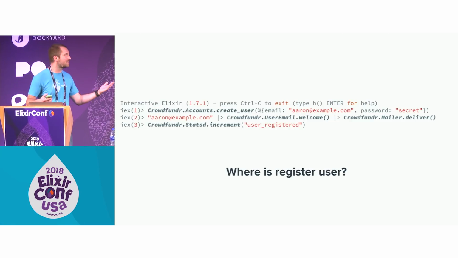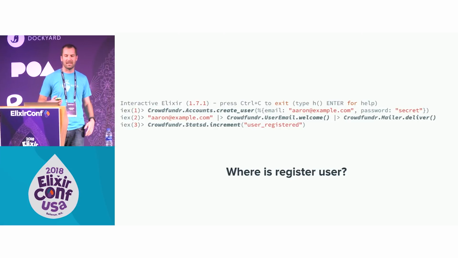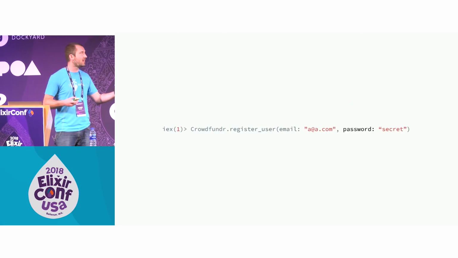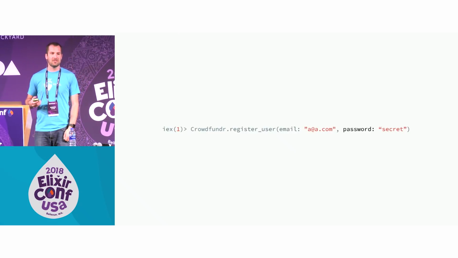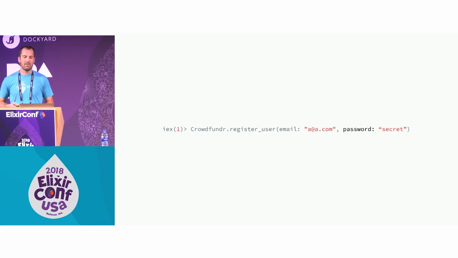And where in this does it say anything about registering a user? It doesn't. It's all implied here. And we're in our app. It's called Crowdfundr. Couldn't we just say Crowdfundr.register_user? I'd say absolutely. That's what I would expect.